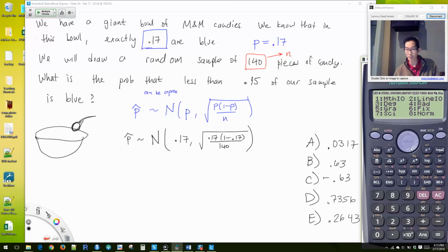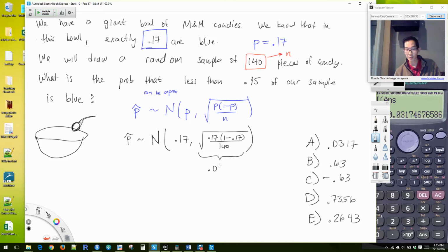So I'm going to come over here and we're going to do this calculation. I've got 0.17 times parentheses 1 minus 0.17 close parentheses divided by 140. I have to take the square root of this quantity, so I'm going to hit the square root answer button here. I have 0.0317, okay? This quantity right here is 0.0317. Now some of you got to this point, saw this listed as an answer choice and said, ta-da, I'm done, okay? But that's not the case.